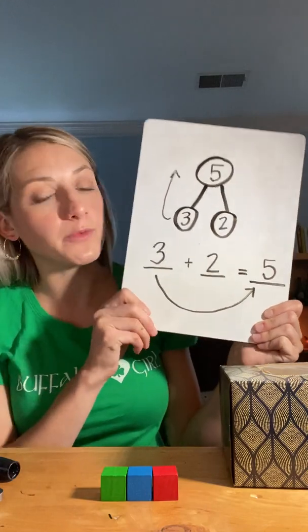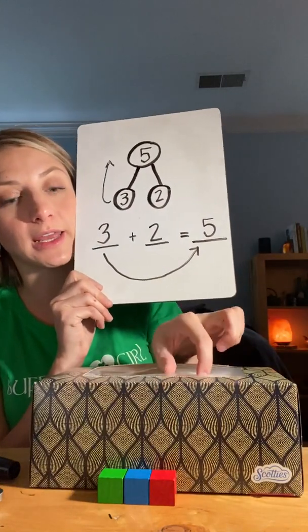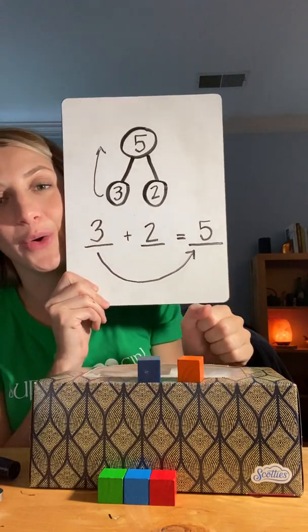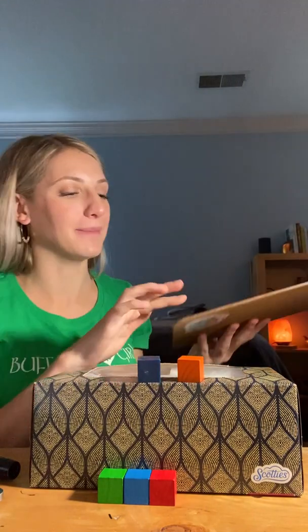All right, so let's see if we were right. Let's see if there's 2 blocks hiding in the magic mystery box. 1, 2. You were right. Good job. Okay, go ahead and erase your board or get another sheet of paper. Okay? And we will do one more.